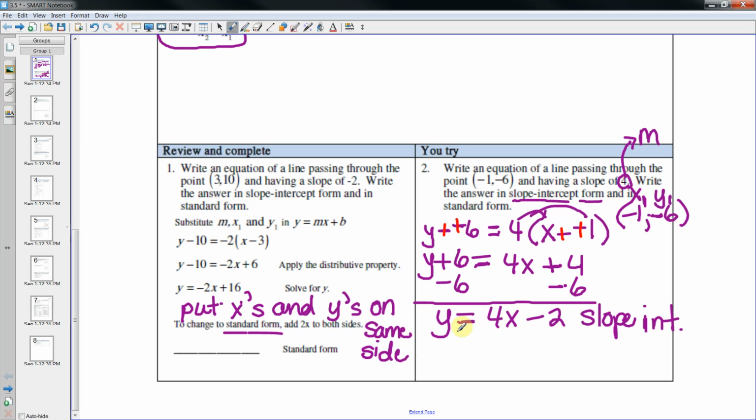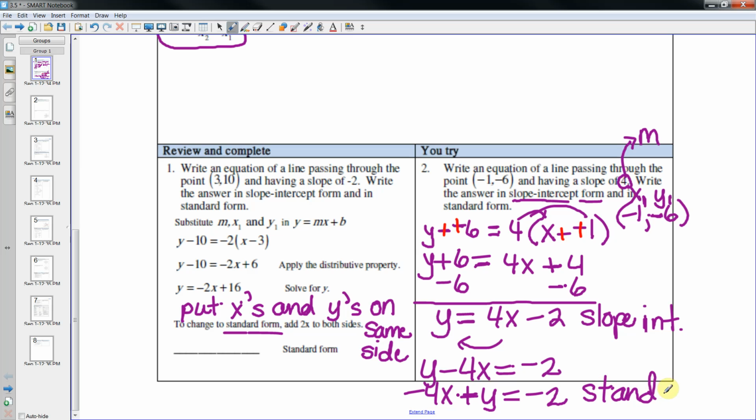if I want to change y equals 4x minus 2 to standard form, I would bring the 4x over to the other side, which makes it minus. So y minus 4x equals negative 2. And they like you to write the x part first. So negative 4x plus y equals negative 2. Again, I am not going to ask you for standard form on a test, but you may be asked in homework. So just in case.